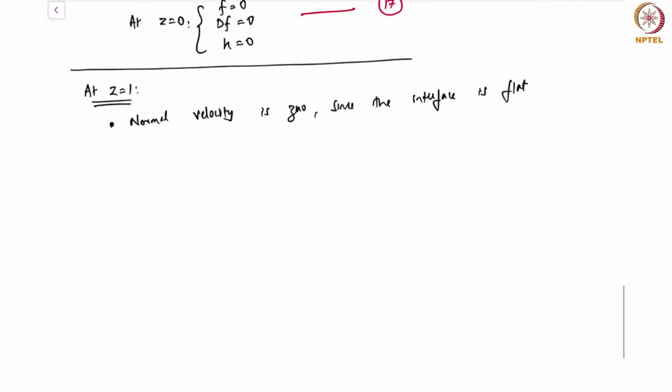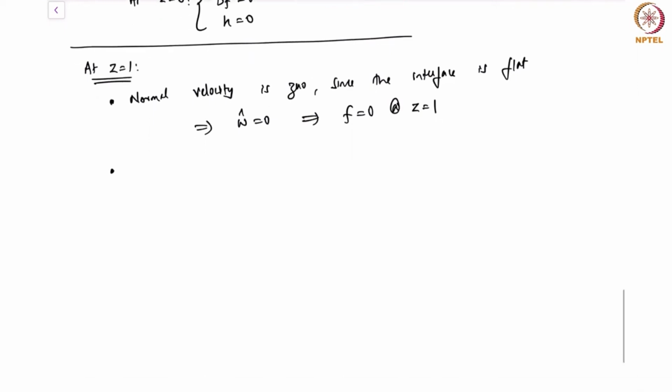So normal velocity is 0, and this essentially means w hat is 0, and this translates to f is equal to 0 at z equal to 1. This is the first term. Now we also will have another condition, which is we will assume at z equal to 1 that Newton's law of cooling is valid.